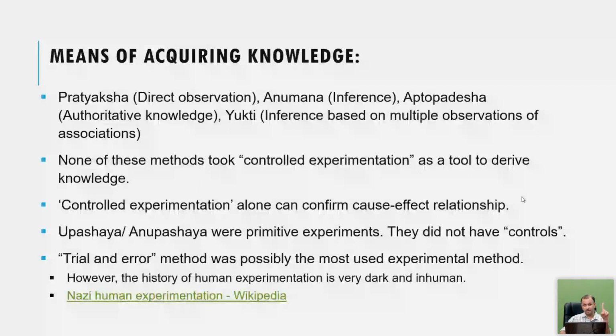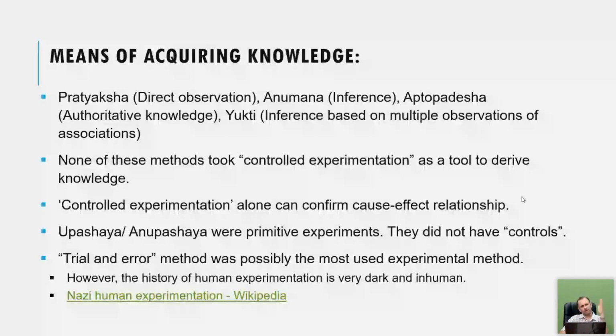But is there no reference to any sort of experimentation in Ayurveda? No, it is wrong to say that. For example, Upashaya and Anupashaya were primitive experiments. We should accept this. They did not have controls. That is the only problem. So if it was today, what we would have done is, one group of, say, 10 persons suffering from epilepsy, ask them to offer sacrifices. Ten more persons in the control arm, do not offer any sacrifices. And then see what happens in the two groups. How do they respond, what are the consequences? Whenever there is a control group, we will be easily able to arrive at a decisive understanding. So in Ayurveda, possibly the trial and error method was the most used experimental method.